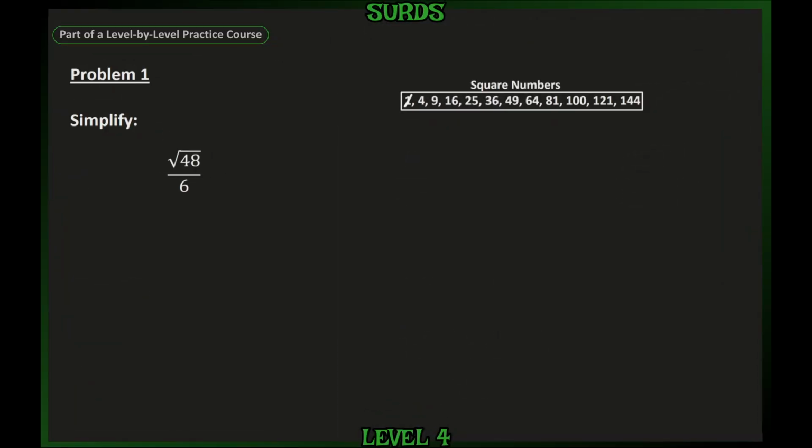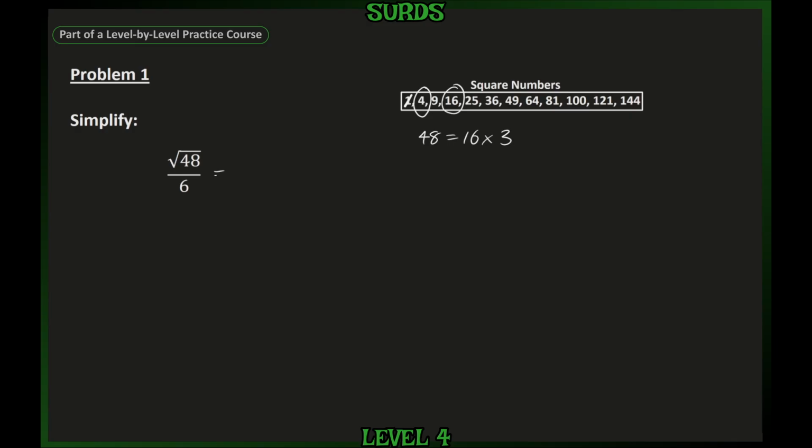In problem 1, we're simplifying the square root of 48 divided by 6. Now to start, we want to see whether we can simplify the square root of 48. To do this, we need two numbers that multiply to make 48, where one is on our list of square numbers. Now 48 can be divided by 4, but it can also be divided by 16. And when we simplify, we want to take the largest number of the two. So we can rewrite 48 as 16 multiplied by 3.